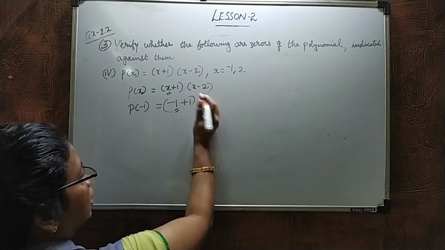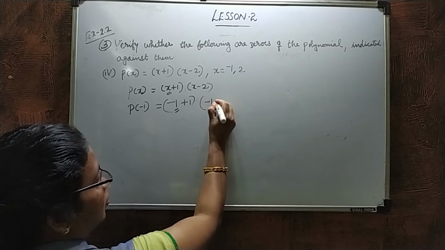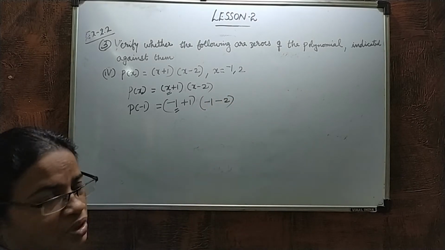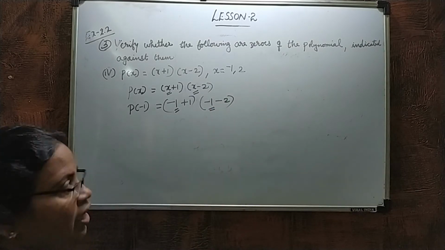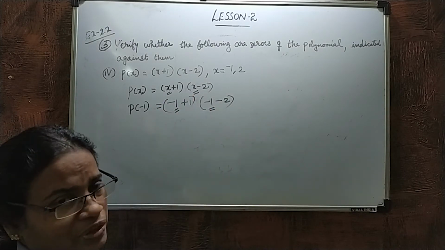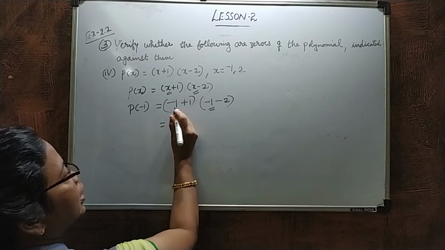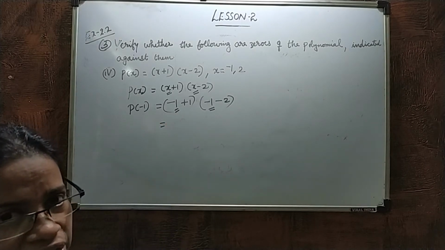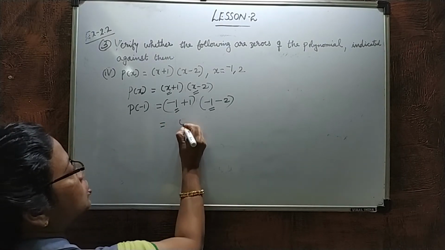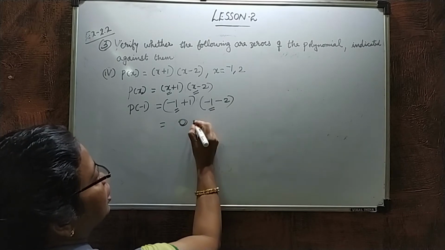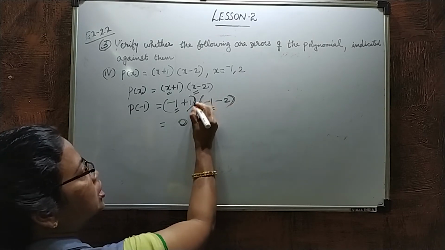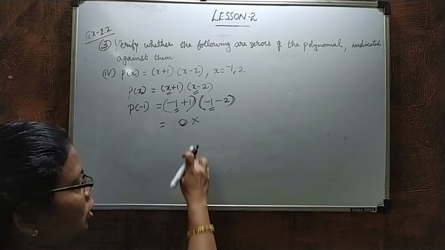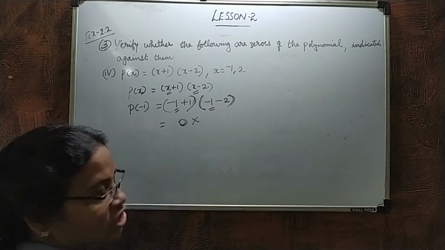Next one. x means negative 1 minus 2. I just substituted this x as negative 1. Clear? Wherever x is there, just substitute with negative 1. What will you get? The negative 1 plus 1 is 0. So 0 and then into, here the bracket closes, which means it is multiplication in between them. So into negative 1 minus 2.